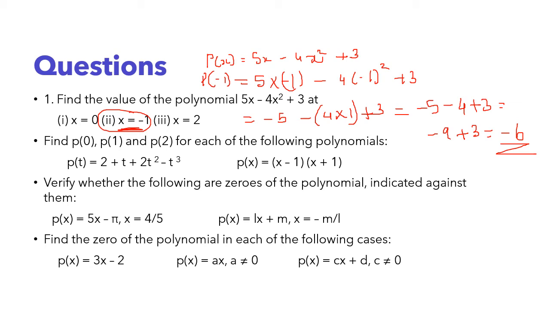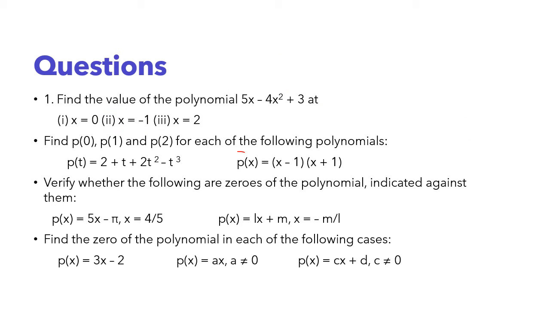The next question is: find P of 0, P of 1 and P of 2 for each of the following polynomials. I'll be doing one of them, which is this one. I feel this has a little more tough, so I'm going to give you the answer for this one. P of x is equal to x minus 1 into x plus 1. I'm going to find P of 2 here.